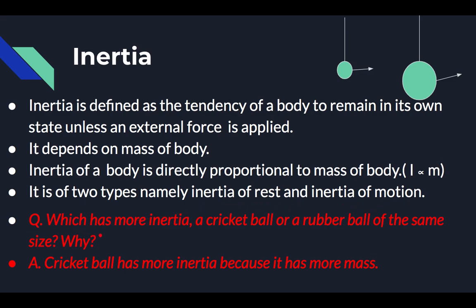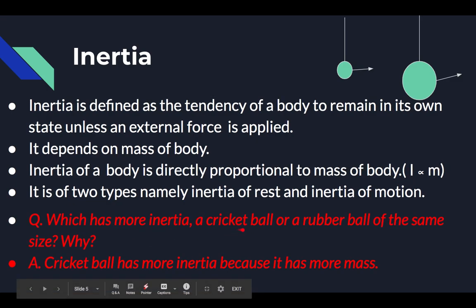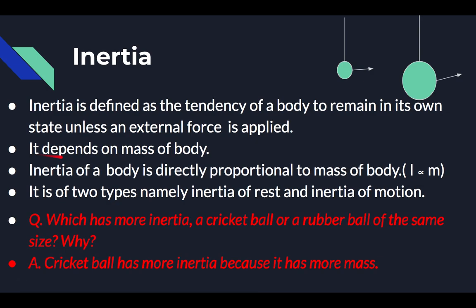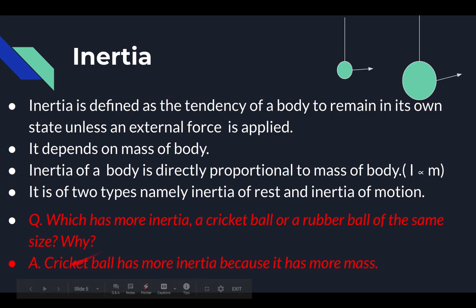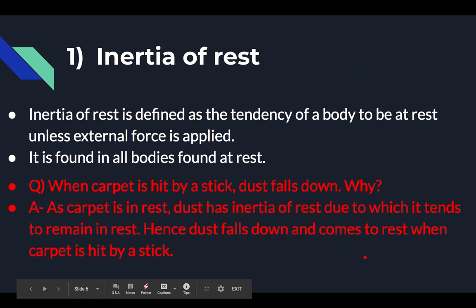So here is one question you can see: which has more inertia, a cricket ball or a rubber ball of the same size? Why? So there are two balls, one is a cricket ball and one is a rubber ball, and the question is asking which has more inertia. Already we said inertia depends on the mass of the body. So between the cricket ball and the rubber ball, of course the cricket ball has more mass. If more mass, then more inertia. So what will be the answer? The cricket ball has more inertia because it has more mass.